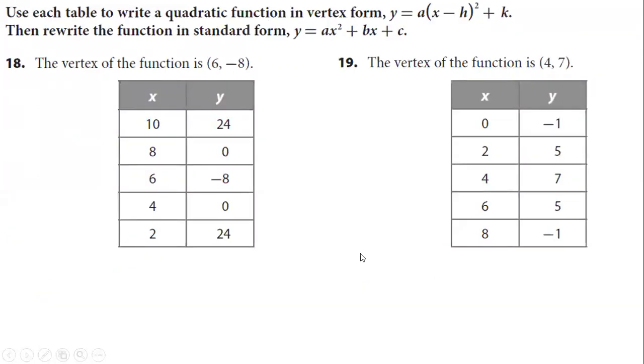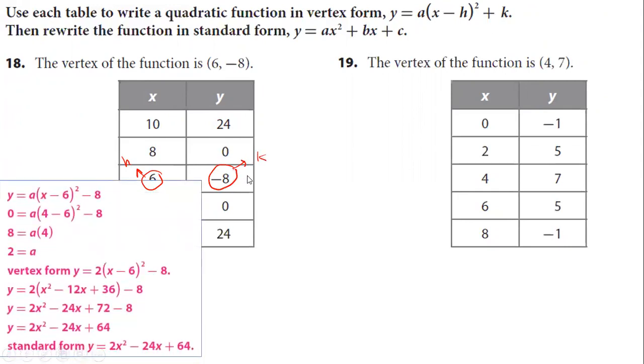Okay, write a quadratic function that represents each table here. The vertex is 6 and negative 8. So this is h and this is k. So this is h and this is k.